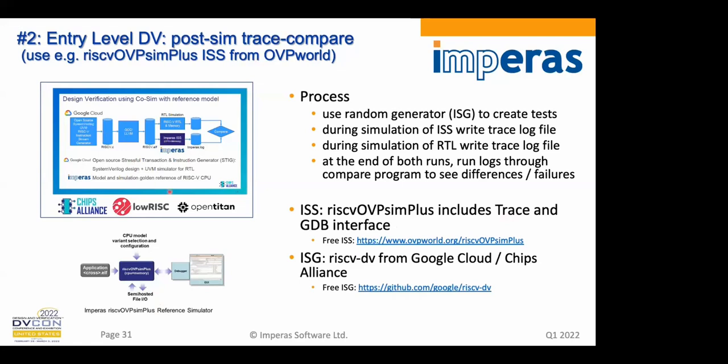And that is used in the Google Cloud RISC-V DV, which is a post-simulation trace compare technology. In the Google generator, it generates the test, then runs one design and then the reference simulator and does a compare, using a large series of Python scripts to do that. So this is entry-level DV where you run the simulator with a trace, you run the design under test with a trace, and you compare them looking for differences.